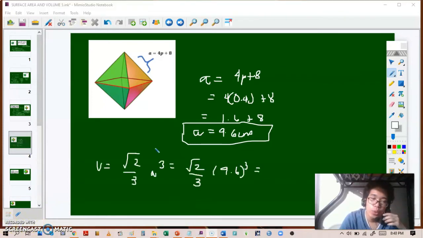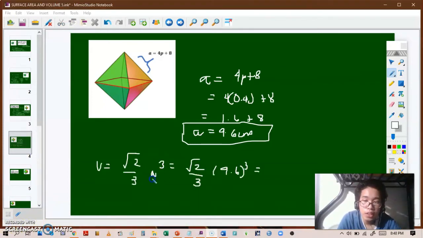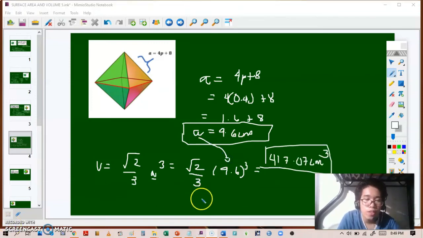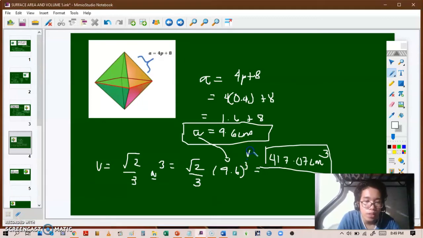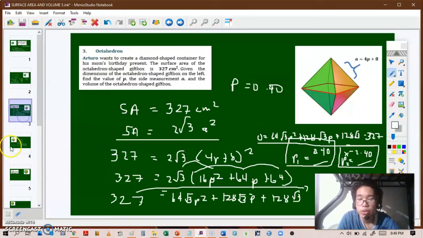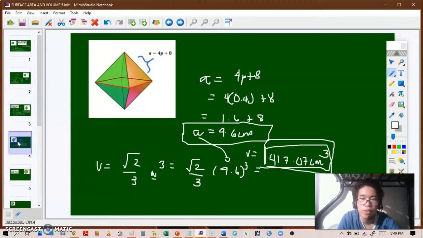Okay, so that's going to be square root of 2 over 3 times a cubed, where a is the side measurement, so that's equal to square root of 2 over 3 times 9.6 cubed, which is equal to 417.07 cubic centimeters, or centimeters cubed. So this is the volume of the octahedron-shaped, diamond-shaped container for Arturo's mom, the gift box that Arturo will give to his mom.